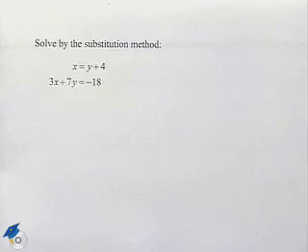Now let's look at another linear system. Solve by the substitution method. We have the equation x equals y plus 4 and a second equation 3x plus 7y equals negative 18.